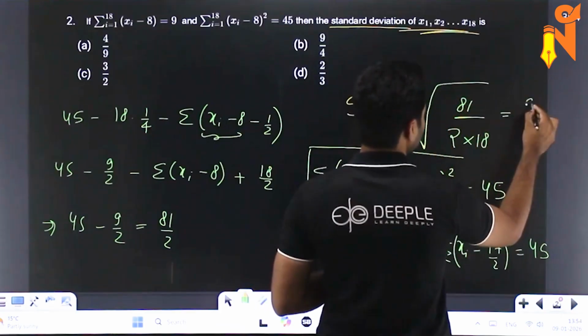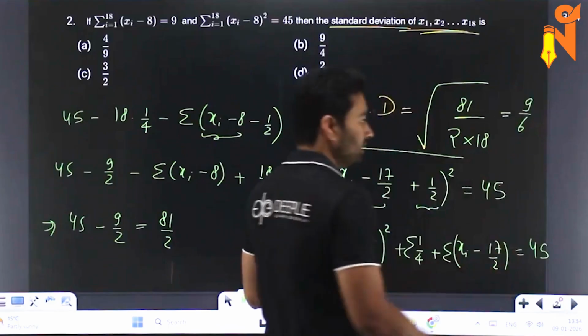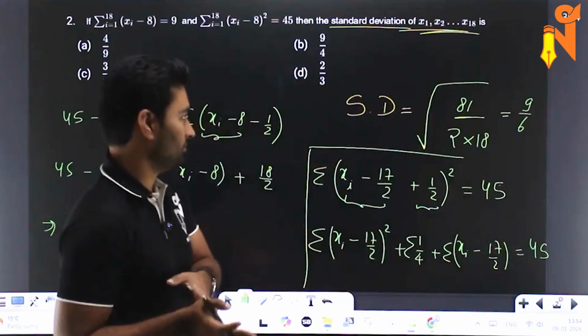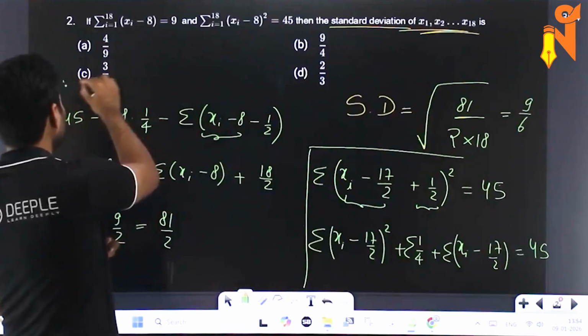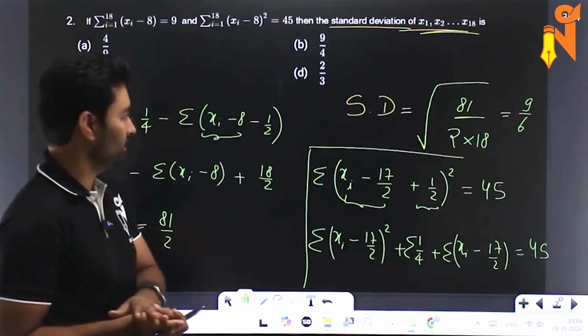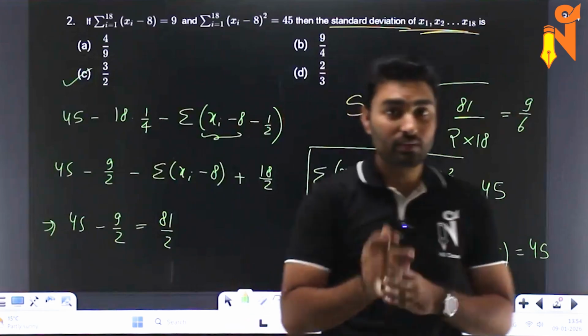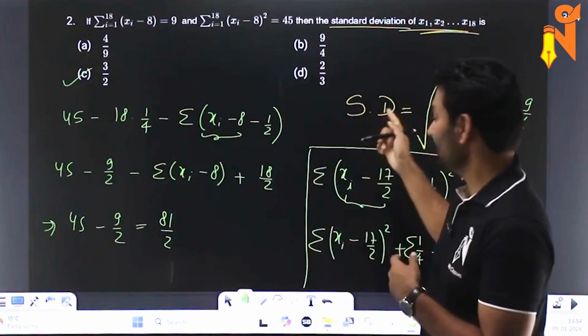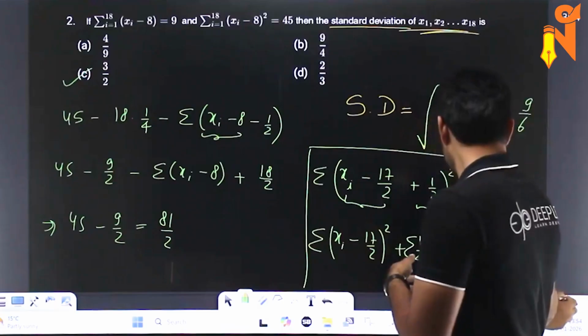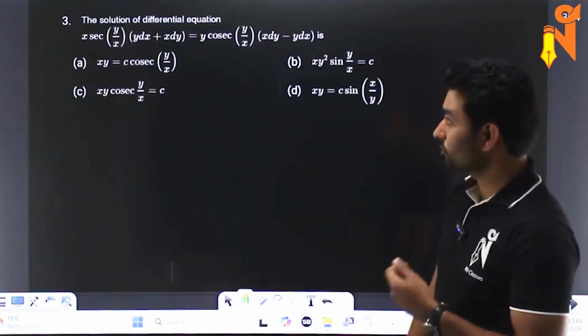This is 6. 9 by 6 means 3 by 2. You can see the shortcut method in the text solution. So the answer is 3 by 2. This is a lengthy method, but still you can do it. It's not that you should skip this question. If you know one very basic formula, SD equal to under root of summation and so on, it is a very simple question.